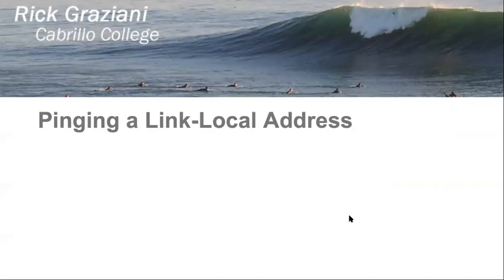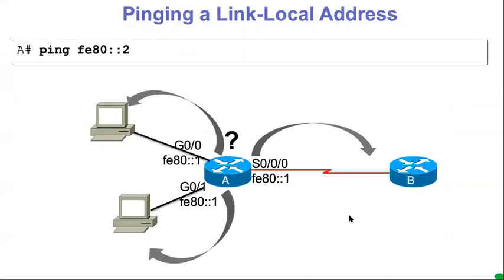Okay, so how do we ping a link local address? We talked a little bit about this already, but there's a little bit of a dilemma with pinging a link local address. For example, from a Cisco router perspective, when we say ping FE80::2, well, who has that address? Because remember, this address can exist on any link as long as it's unique on that link. It could belong to router B or a client on one of its Ethernet interfaces.